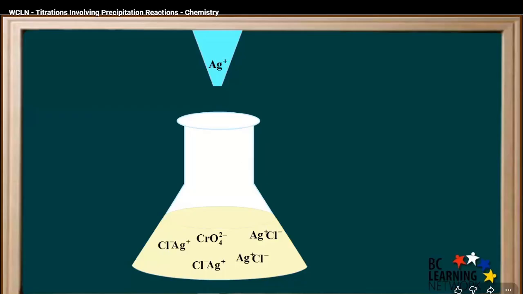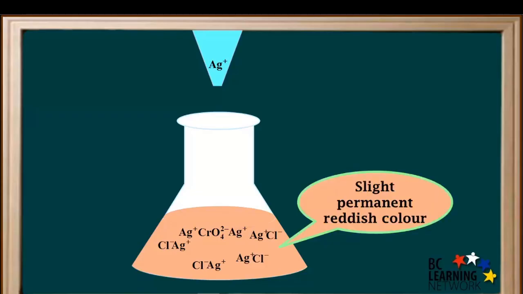Since there are no chloride ions left, any silver ions that are added will have to bond to the chromate ions. The formation of silver chromate precipitate will cause the solution to turn red again. At this point, when the flask is shaken, the red color will no longer disappear. There are no chloride ions available, so the silver will have to remain bonded with the chromate. We say the solution has turned a slight permanent reddish color.